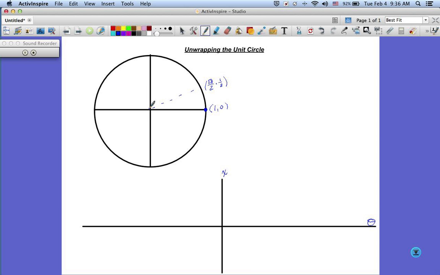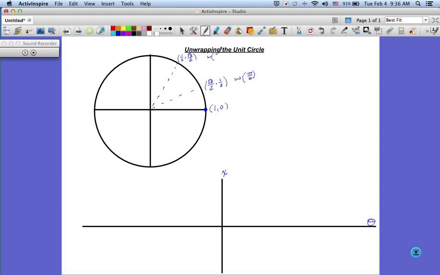Okay, 2 pi over 3. I'm sorry, pi over 6. Pi over 6. 2 pi over 6 is right here. I'm trying to make equal sections here as I go through. And that's 1/2, root 3 over 2. So that was pi over 6. We'll write that over here. Pi over 6 was our wrap.